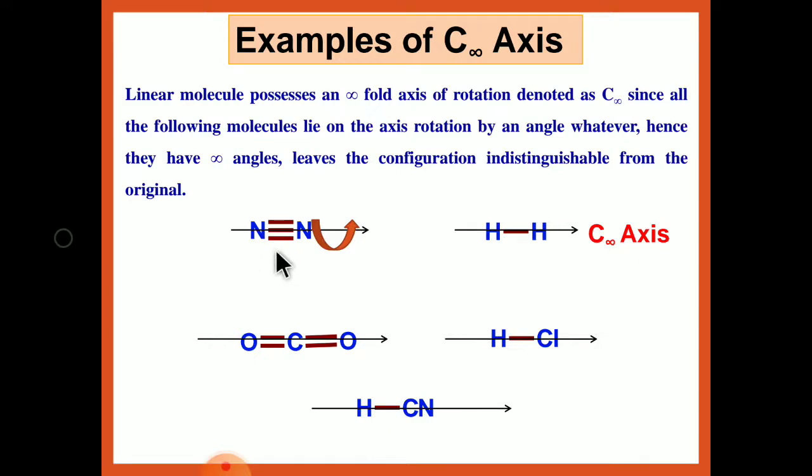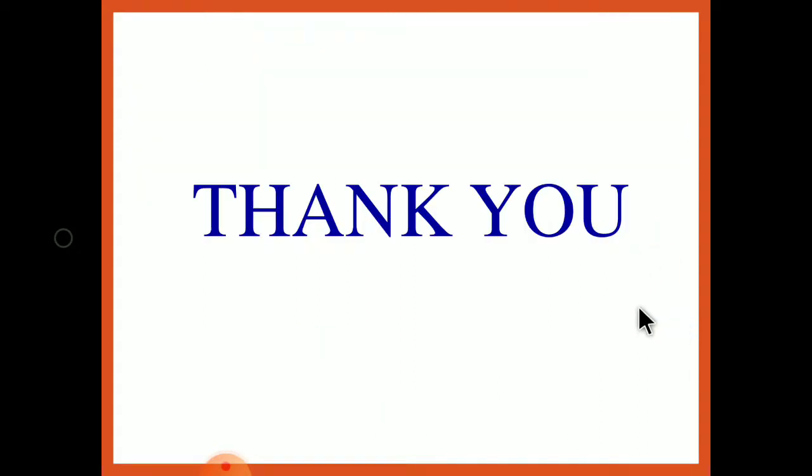Now see the example. This is the N2 molecule. If we rotate this molecule by any degree of rotation, we will get the identical orientation. Therefore the axis which is passing through these two nitrogen atoms is the C infinity axis. Similar examples are H2 molecule, CO2 molecule, and HCl molecule. All these molecules are linear and possess a C infinity axis. Thank you.